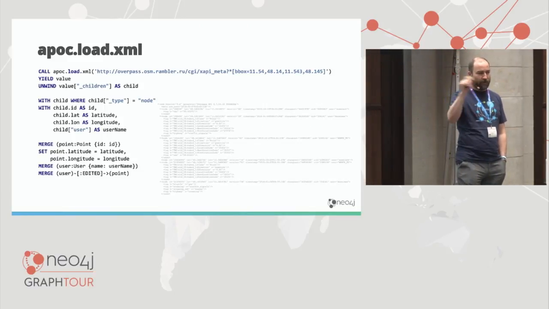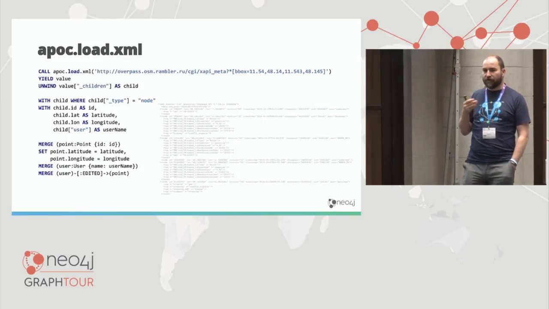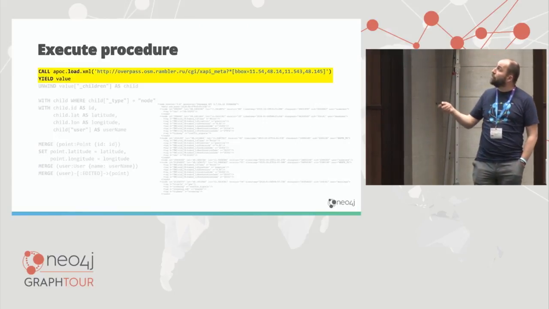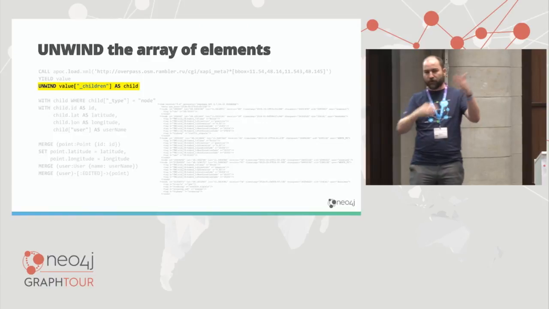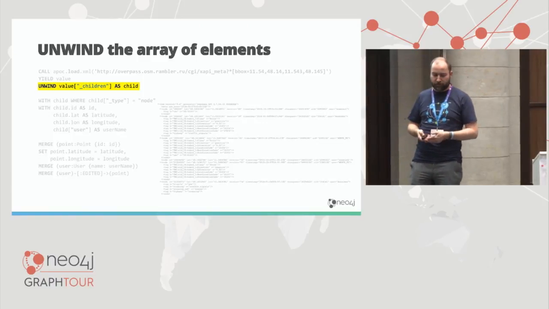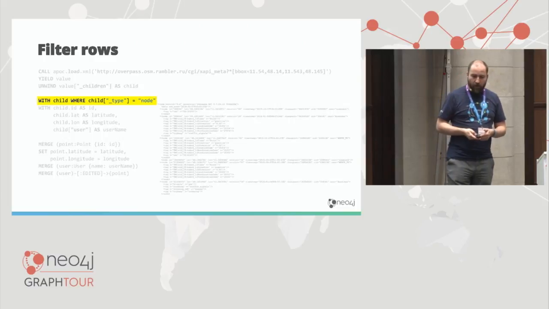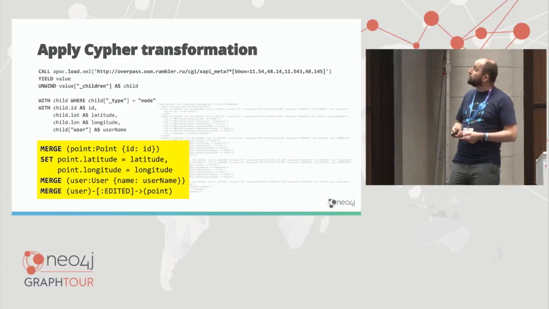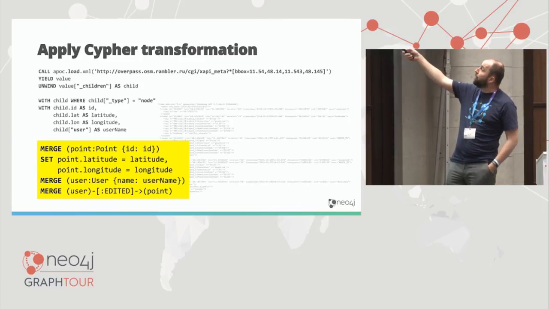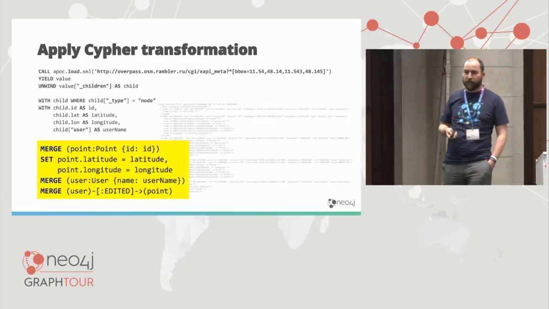We can use Cypher's dot syntax and array indexes, and operations like, in this case, UNWIND, to turn an array of children in my XML into rows of children, and for each child element of the document, we do something. We can filter and so on. That's also quite interesting. This loads OSM editing data, so we create points from the OpenStreetMap data, set them, and also store which user edited this point, because all the data is in the XML API.